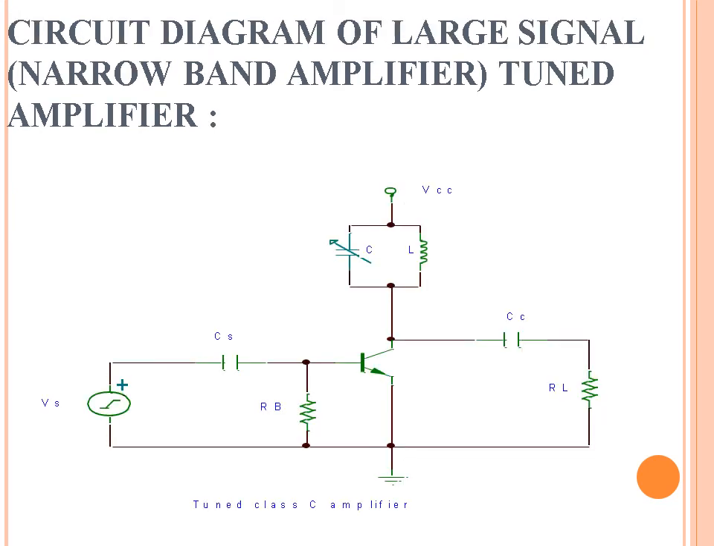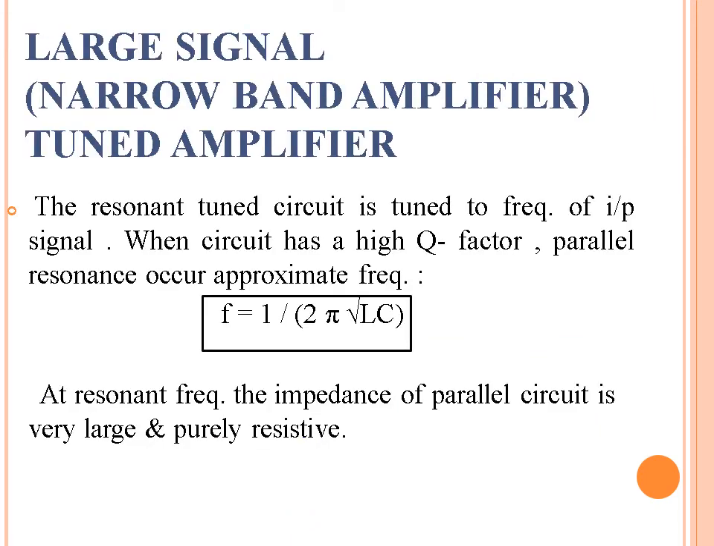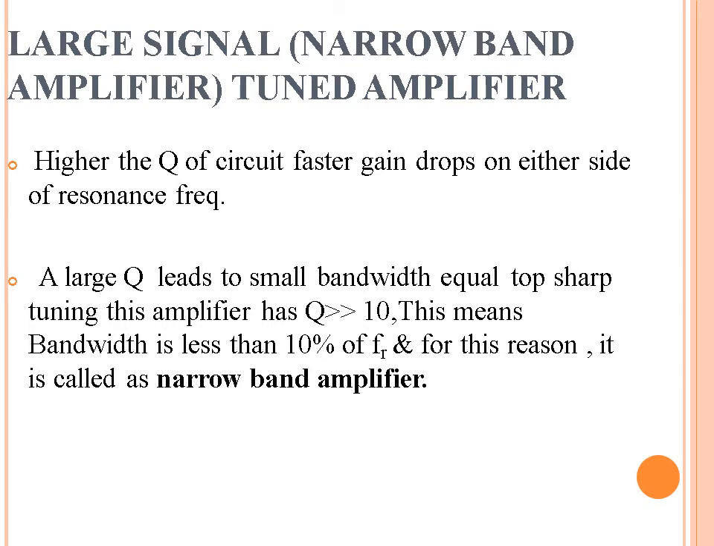So here the circuit diagram of the large signal tuned amplifier is given. The resonant tuned circuit is tuned to the frequency of the input signal, and the circuit will have a high Q factor parallel resonance with the frequency given here. So the Q factor will be very high, and the gain drops faster on either side of the resonant frequency. A large Q leads to small bandwidth, equal to sharp tuning.